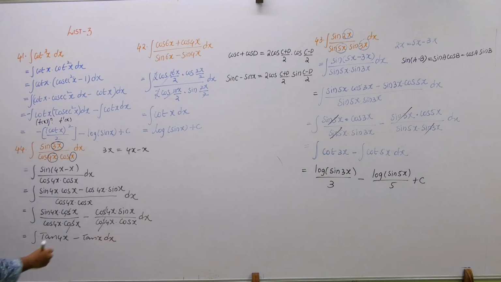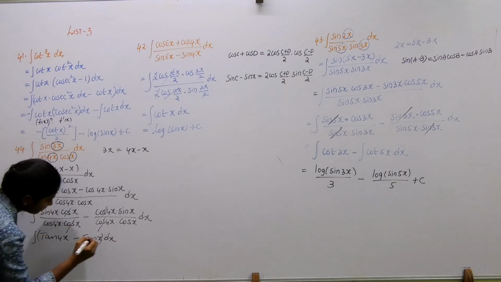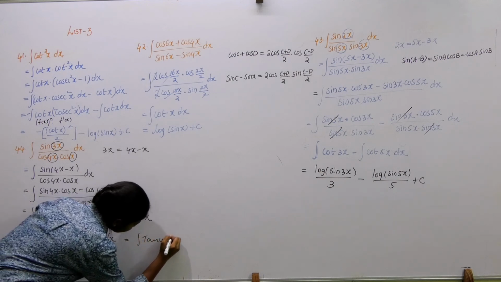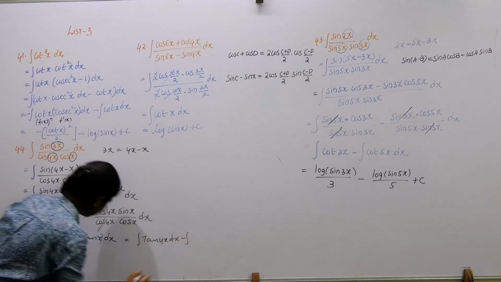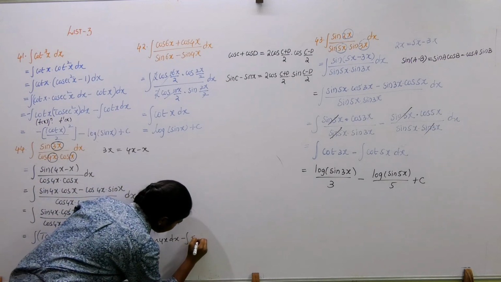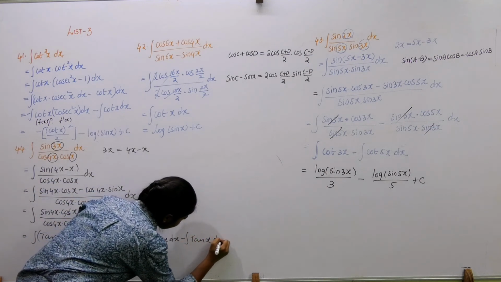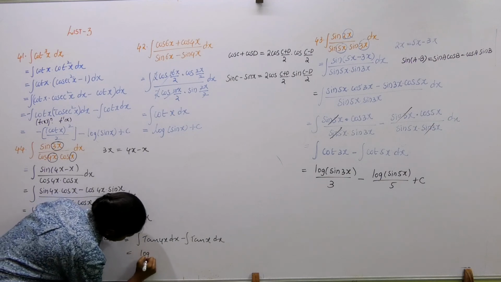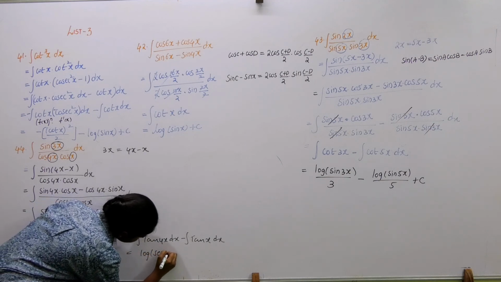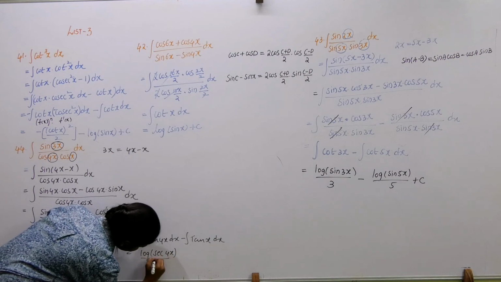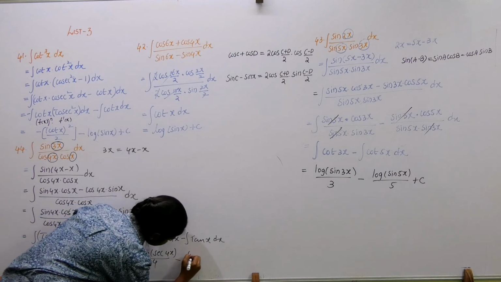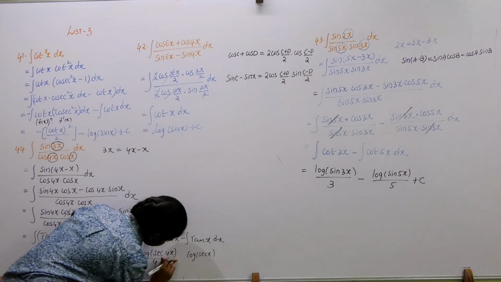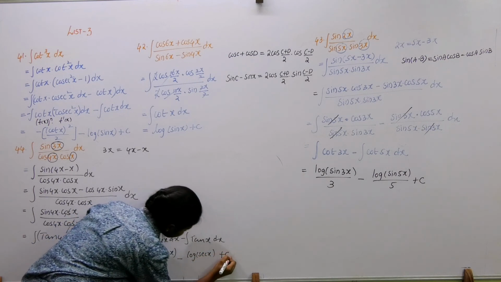Now we separate the integration for each term. We have integral tan 4x dx minus integral tan x dx. It is equal to log of secant 4x by 4 minus log of secant x plus c.